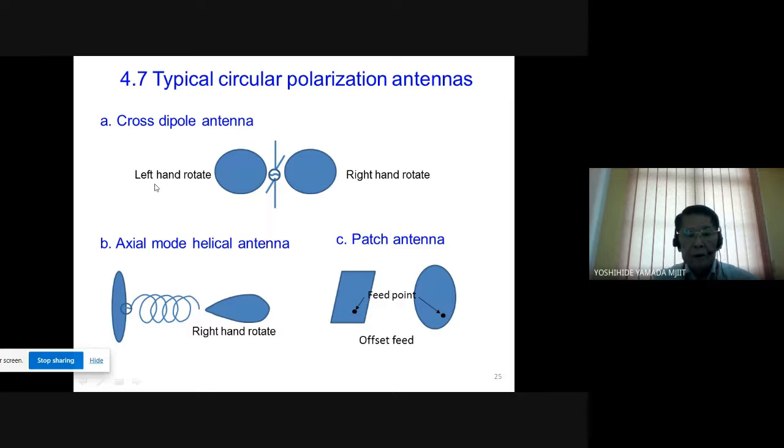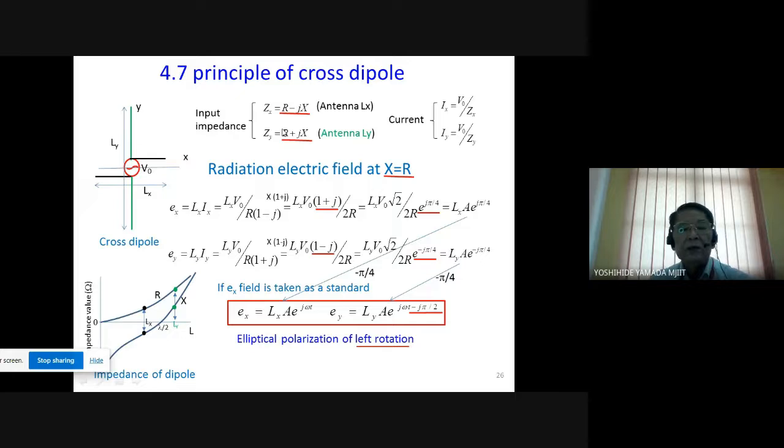So typical circular polarization antennas are shown here: cross dipole, axial mode helical antenna, and patch antenna with offset feed. The cross dipole is the most simple structure. So I will explain the performance.